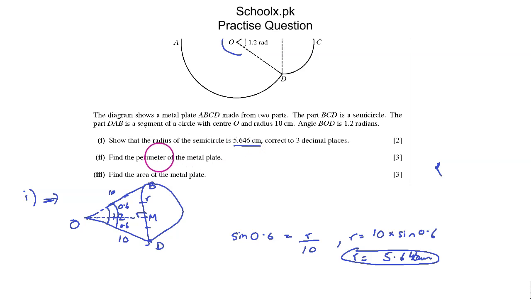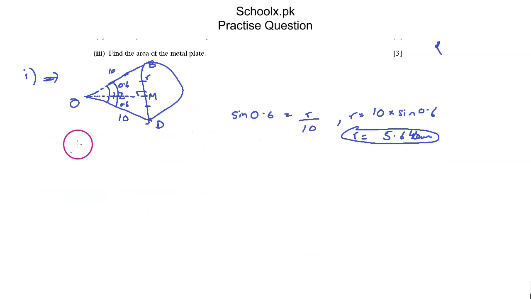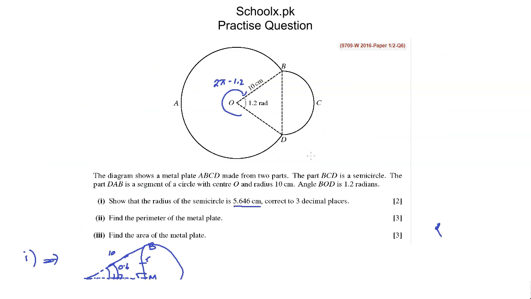Now moving on to part 2. Part 2 says to find the perimeter of the metal plate. Now perimeter is basically the sum of all sides. Right? So if we look at the figure, to find the perimeter, I need to find the arc length DAB, and I'll have to add this arc length to the circumference of the semicircle, which is BCD.